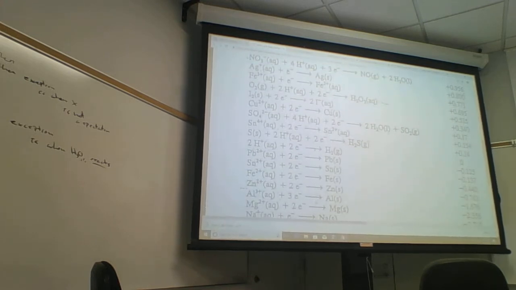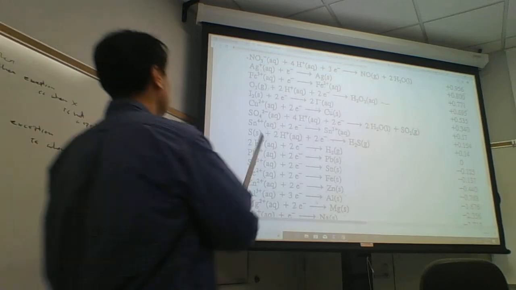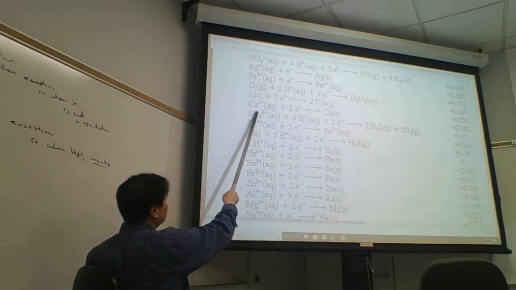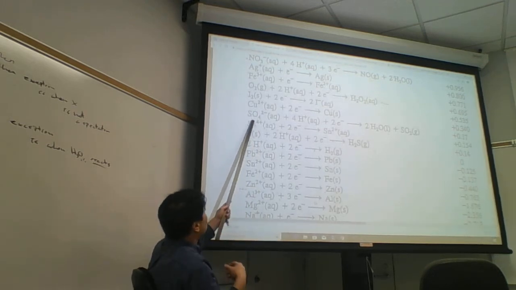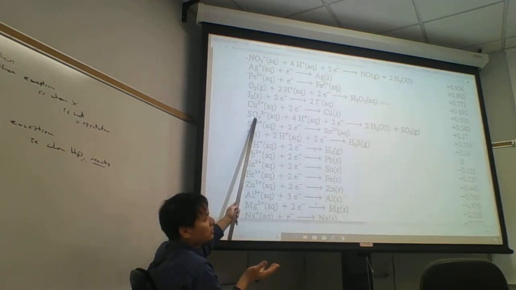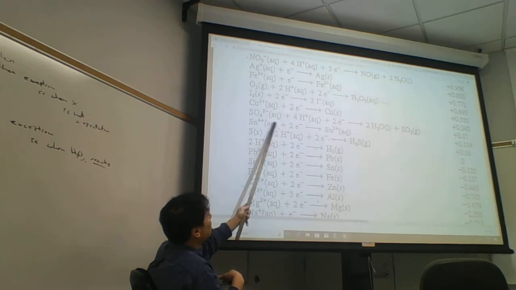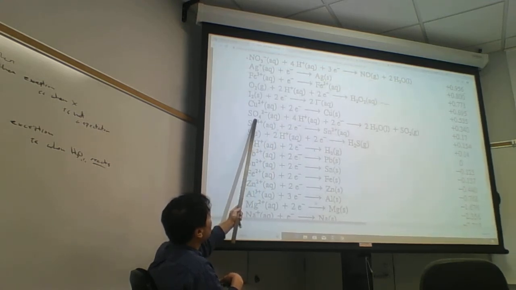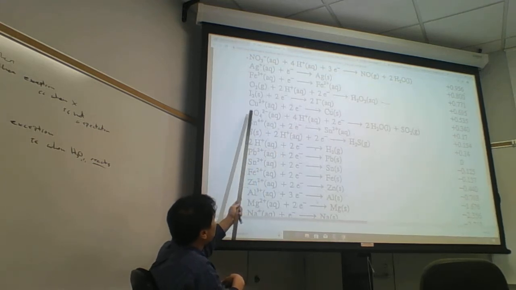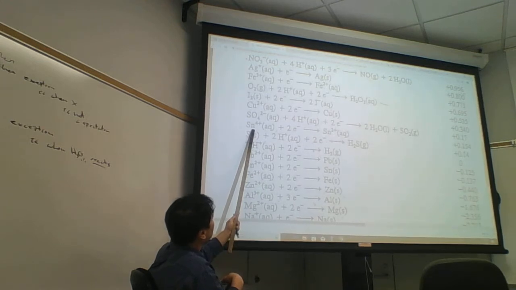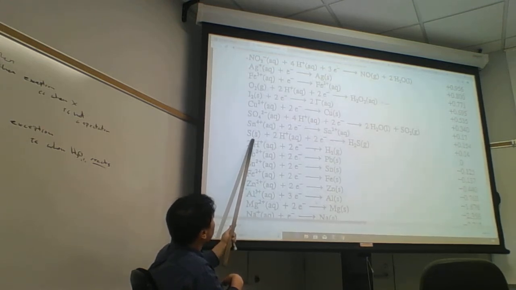Let's look at some more moderate oxidizers like this. What's this called? Copper 2 ion, Roman numeral 2. This one's called sulfate in acid. The sulfate can come from any sulfate salt, like sodium sulfate, or it can come from sulfuric acid. If it comes from sulfuric acid, it'd be HSO4 minus rather than this. But anyway, the sulfate in acid is a moderate oxidizer. This one is tin 4.